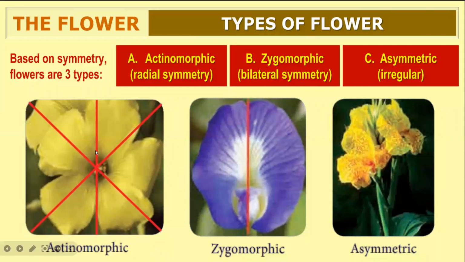Now this is symmetry of flower. Based on symmetry of flower, there are three types: actinomorphic, zygomorphic, and asymmetric. Actinomorphic means radial symmetry. We have studied symmetry, so you know what this is. Zygomorphic means bilateral symmetry, and asymmetric means irregular symmetry. If you see the first figure, this is radial symmetry. In any direction you cut, you will get two equal halves. This you can cut in three different directions. Bilateral symmetry means you can cut only in one direction to get two equal halves. And irregular means you cannot cut it into two equal parts.